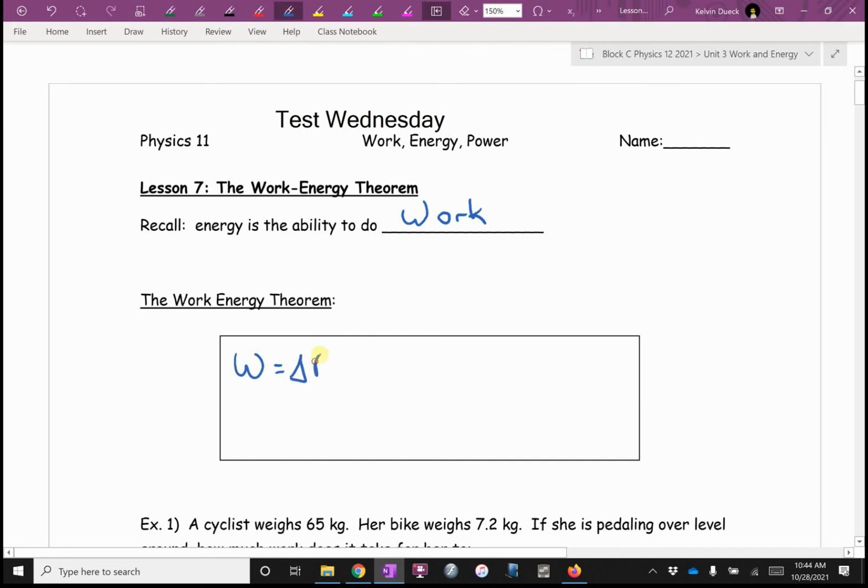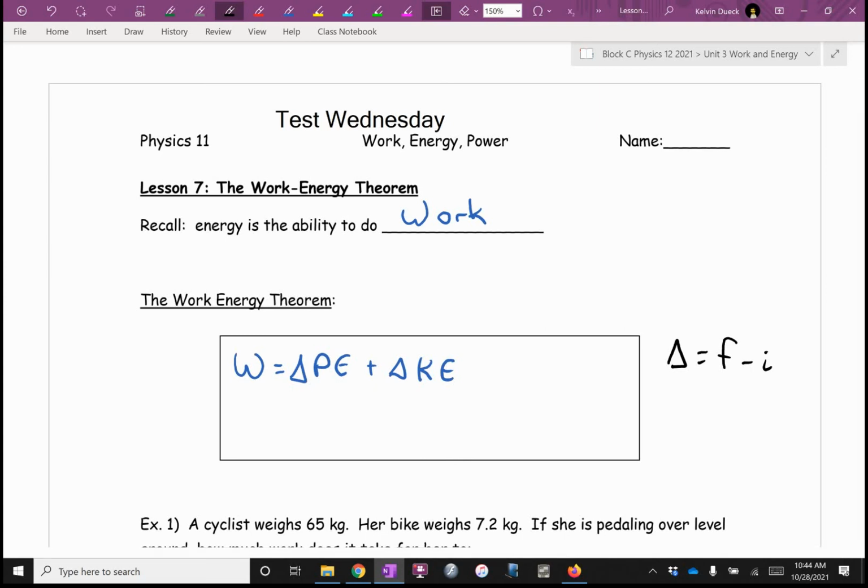equals the change in potential plus the change in kinetic energy. What does change in anything mean? Something final minus initial. So work is the final potential energy minus the initial potential energy, plus the final kinetic energy minus the initial kinetic energy.